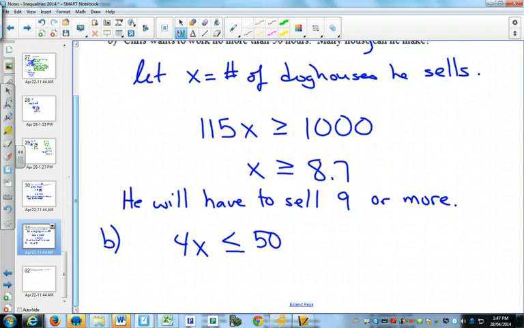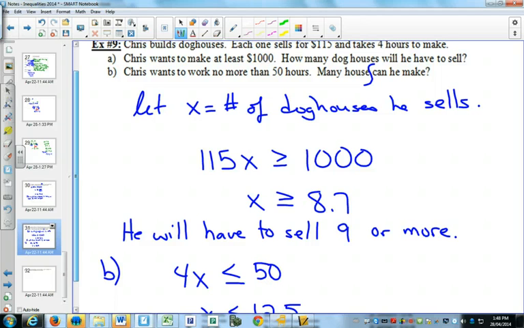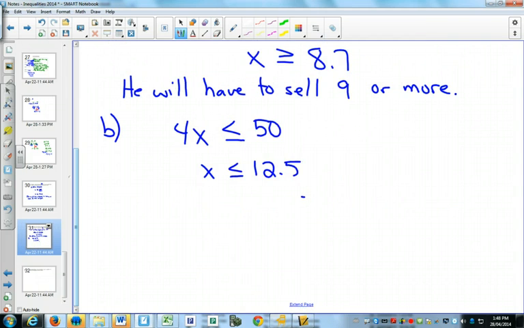Take the 4. Divide both sides by 4. So he wants to work less than 12 and a half hours. Or no, he wants to make less than 12 and a half doghouses. So I make 10. You can't make half a, well, I guess you could technically make half a doghouse.